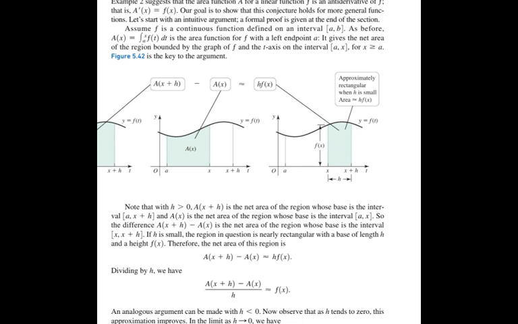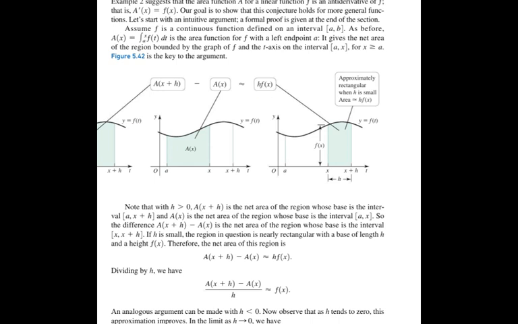h times f of x. Right? Area function, right? So if h is really small, this shape is essentially a rectangle. The distance here on the x-axis is just h. The distance here on the y-axis is f of x. So this area is just going to be h times f of x. So we've developed that the area function of x plus h minus the area function of x is approximately h times f of x, again, when h is really small.